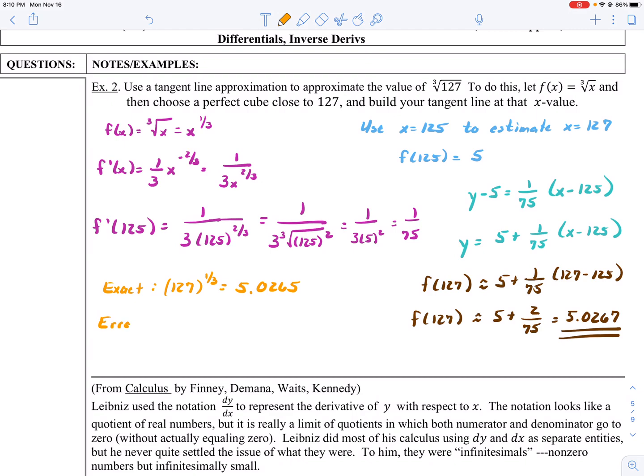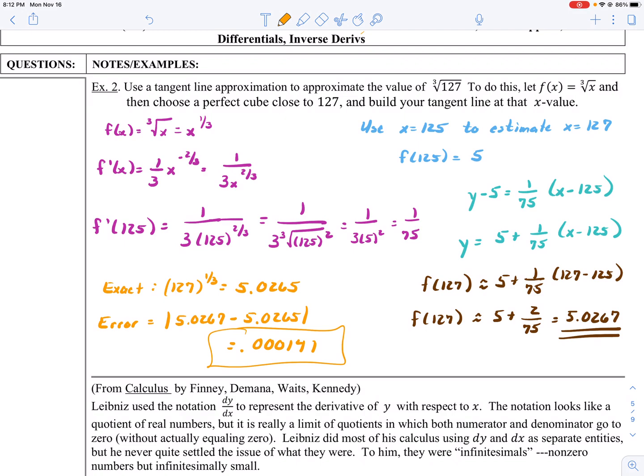Therefore, the error is going to be 5.0267 minus 5.0265. Again, the order of that does not matter because I'm doing absolute value signs. So I'm going to end up with 0.000141. I kept a couple of extra decimals in my calculator here to make sure. Y'all, that's a pretty good estimation.